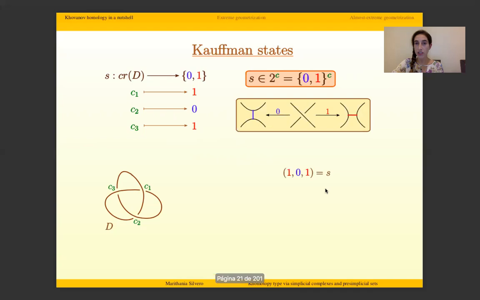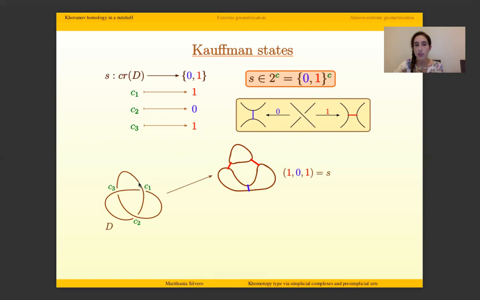So once we have a state, we can smooth each crossing by following its label. If we have a crossing with a zero label, we smooth it that way. And if we have a one label in the crossing, we are going to smooth it that way, okay? And for me, it will be very important for the future that we keep track of the place where there was a crossing. So I will add this small little segment here. The blue one means that we have smoothed by following a zero label, and the red one means that we have smoothed by following a one label, okay? So if I do this to this diagram following this state, I smooth z1 following a one label, z2 following a zero label, and z3 following a one label.